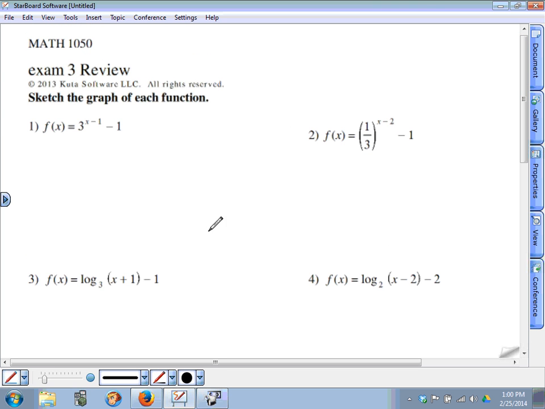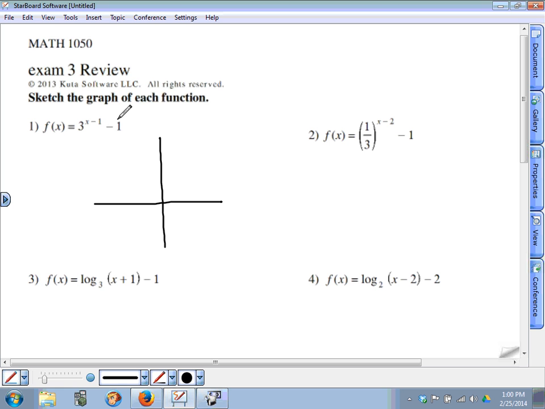The first 4 questions are graphing. There are similar methods of graphing both exponential and logarithm functions. Question 1 is an exponential function. The way this was presented, there are really 3 steps, I guess. The first step is to locate the horizontal asymptote.